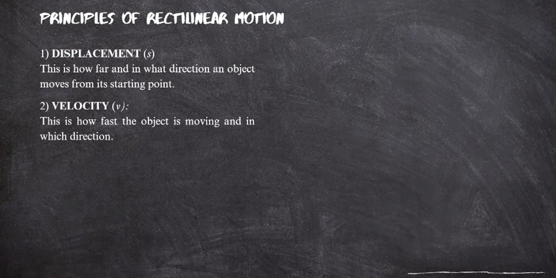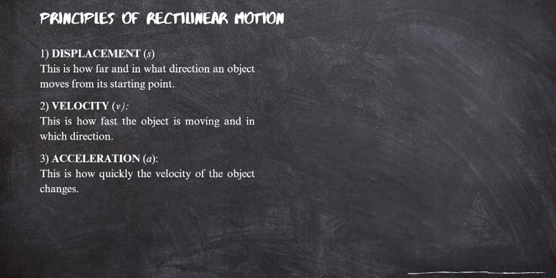Second is velocity. This is how fast the object is moving and in which direction. Velocity is also a vector quantity. Positive velocity means the object moves in the forward direction, while negative velocity means the object moves in the opposite direction.